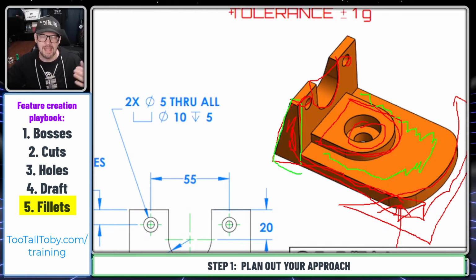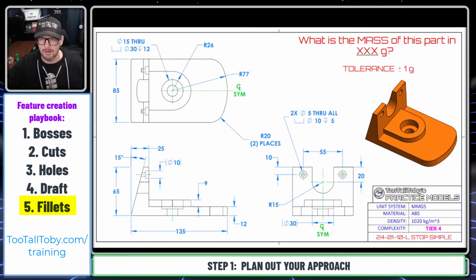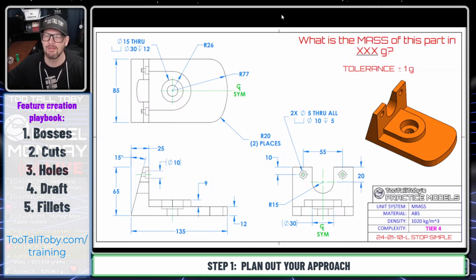So that's a basic game plan. How do you learn how to build those game plans? Really from experience. Like I said, there's a basic game plan that you can follow every time. It goes something like: make your bosses first, then your cuts, then your holes, then your draft, then your fillets. That's kind of a basic playbook that you can try to follow, but you always have to deviate when the geometry warrants it.